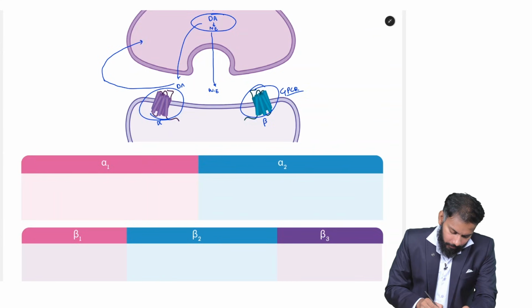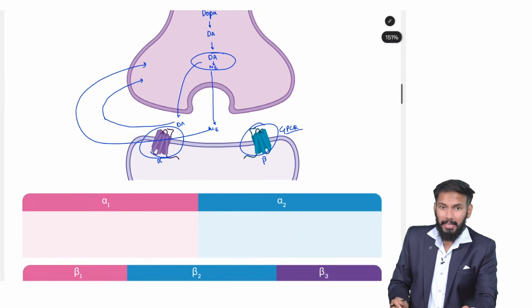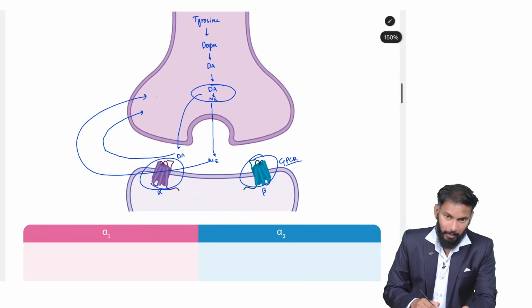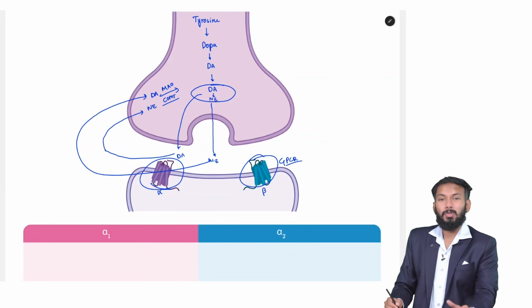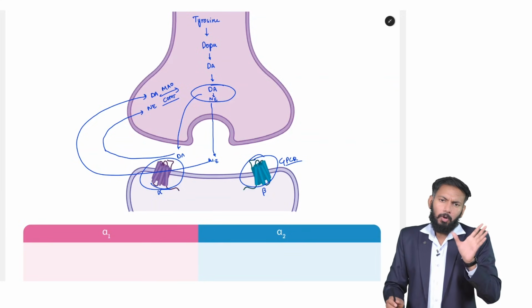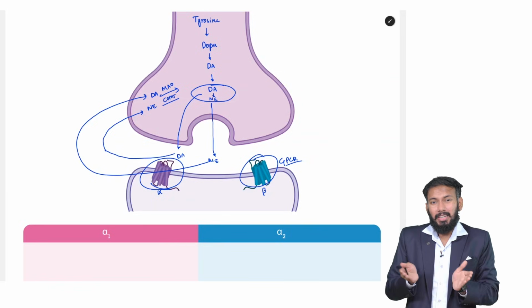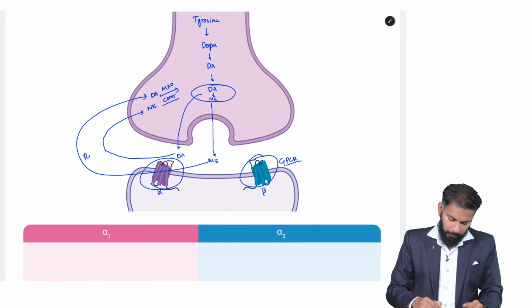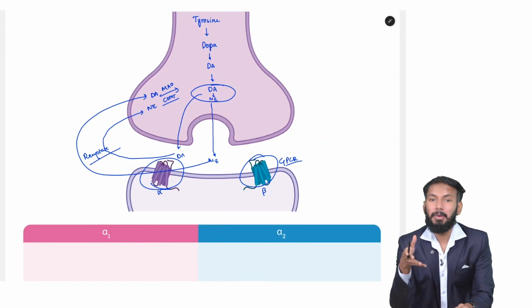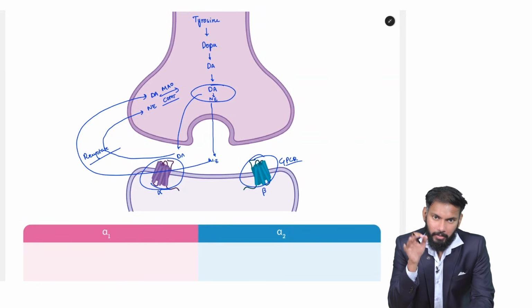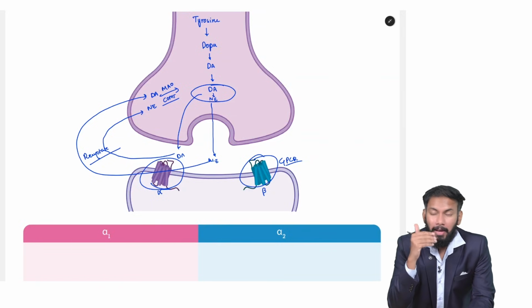They will be taken back inside, and then they are metabolized by MAO and COMT. This is what is happening in the body. So either dopamine or norepinephrine is released. When they are released, they are taken back, reuptake of norepinephrine and dopamine, and these are metabolized by MAO, monoamine oxidase, or COMT, catechol O-methyltransferase. These are the enzymes, they will metabolize them. Did you understand this much?